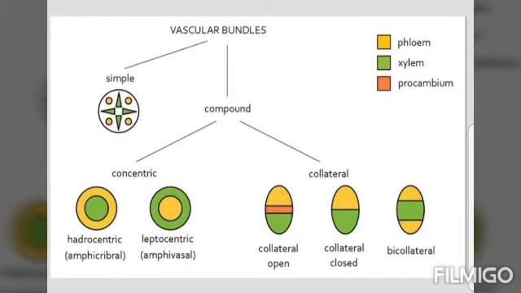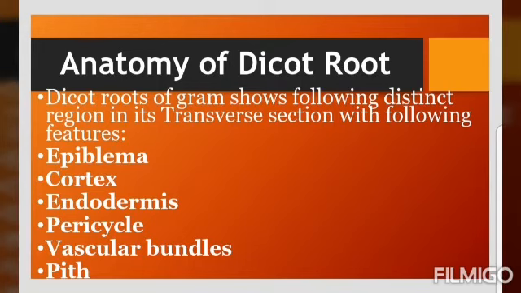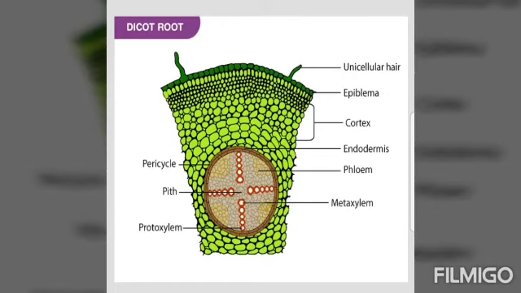For a better understanding of tissue organization of roots, stems, and leaves, it is convenient to study the transverse sections of the mature zones of these organs. Look at this figure. It shows the transverse section of a root. The internal tissue organization is as follows.